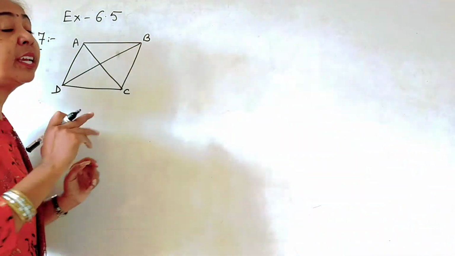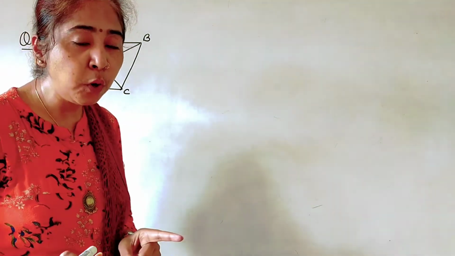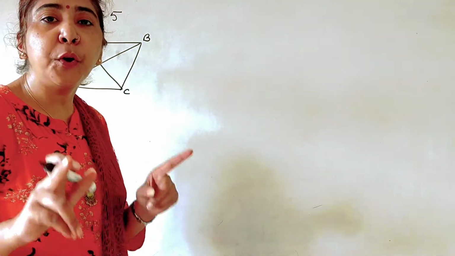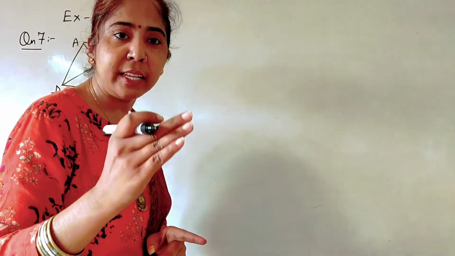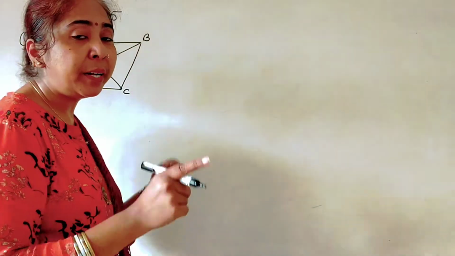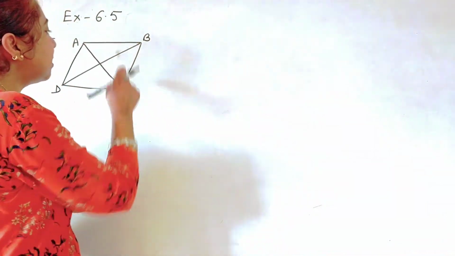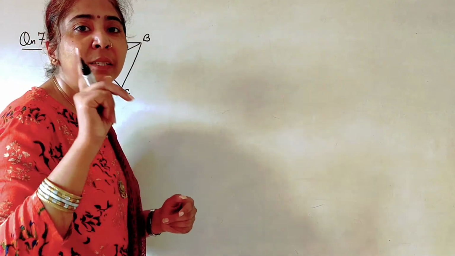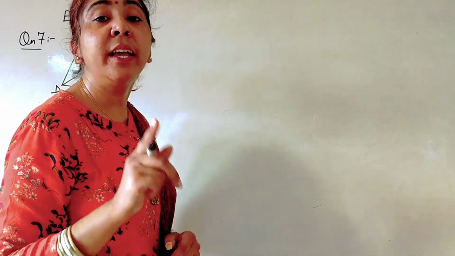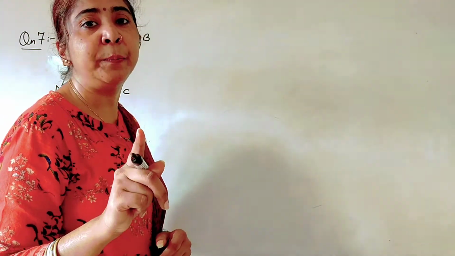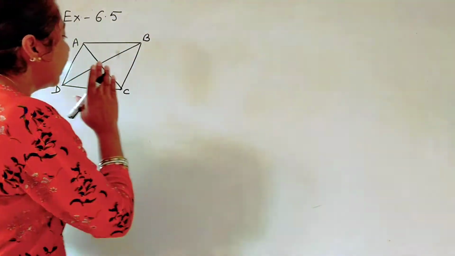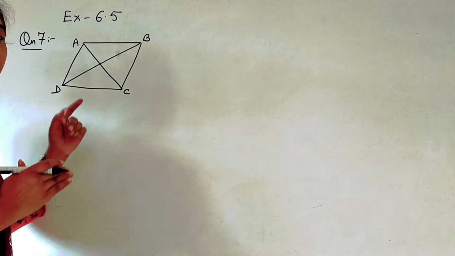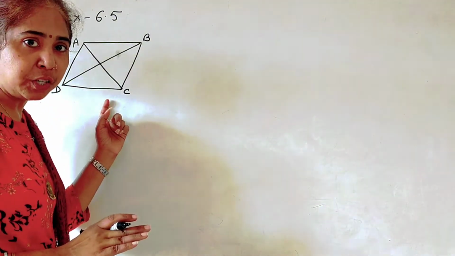What is given here? That ABCD is a rhombus. I hope you know about a rhombus. A rhombus is a quadrilateral in which all the four sides are equal, and one more property it has: the diagonals of a rhombus always bisect each other at 90 degrees. So this is all about the rhombus. Now come to the question. ABCD is a rhombus, this is given in the question.